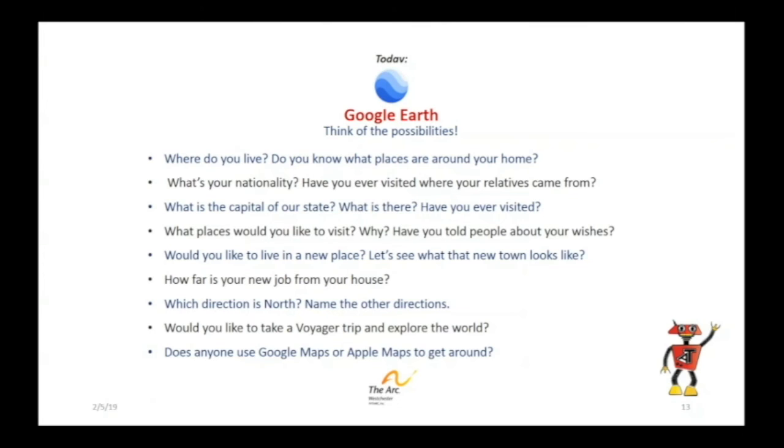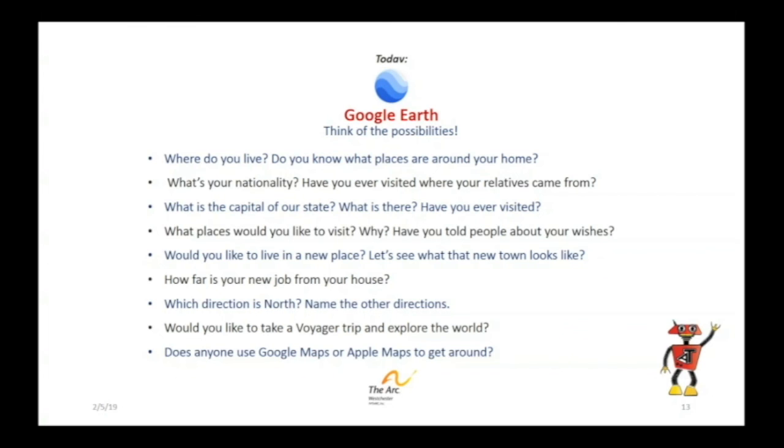So you could ask somebody, where do you live? Do you know the places around where you live? What's your nationality? Have you ever visited your homeland, where your relatives came from? And this is a classic, especially when you're talking about voting issues and stuff, and you ask, what's the capital of the state? And is the government up there? Have you ever visited? You could go into a whole side conversation about visiting government officers and doing advocacy. Really interesting stuff.